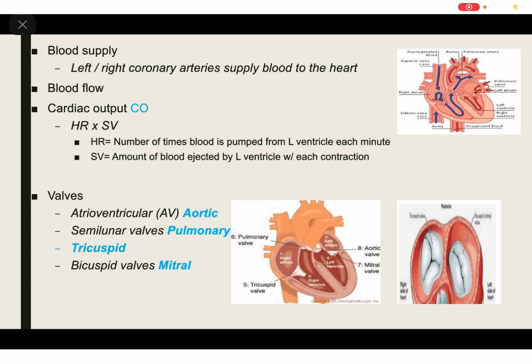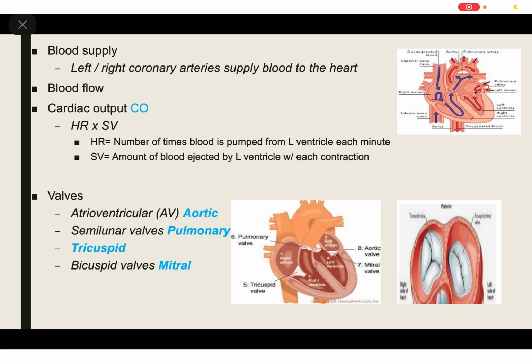All right, so we have blood supply moves left to right. Blood flow goes from deoxygenated blood from the body, coming from the inferior and superior vena cava, moving into the right atrium, out of the right atrium through the pulmonary arteries, into the lungs, gets oxygenated, comes back into the left atrium, pumped into the left ventricle, and then out the aorta to the rest of the body.